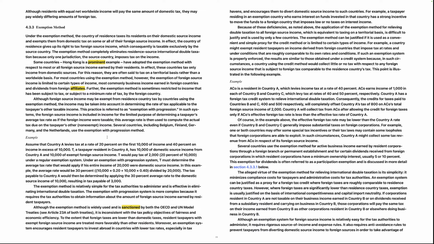This point is illustrated in the following example. ACO is a resident in Country A, which levies income tax at a rate of 30%. ACO earns income of $1,000 in each of Country B and Country C, which levy tax at a rate of 40% and 50%, respectively.